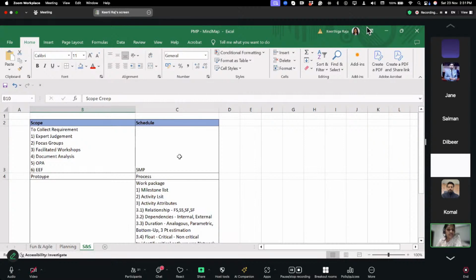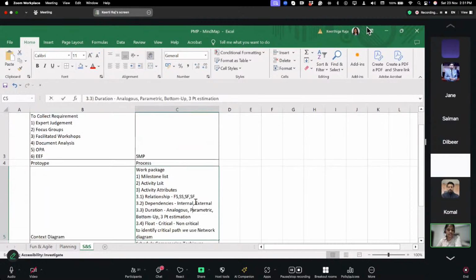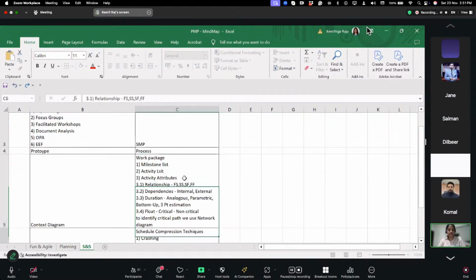Schedule: as usual, we'll be having the schedule management plan process. After that, we'll be starting with the process. For the work package, we are having three different things: milestone list and activity attributes. In the activity attributes, we are having relationship, dependencies, duration, and float. Relationship is finish to start, start to start, start to finish, and finish to finish.